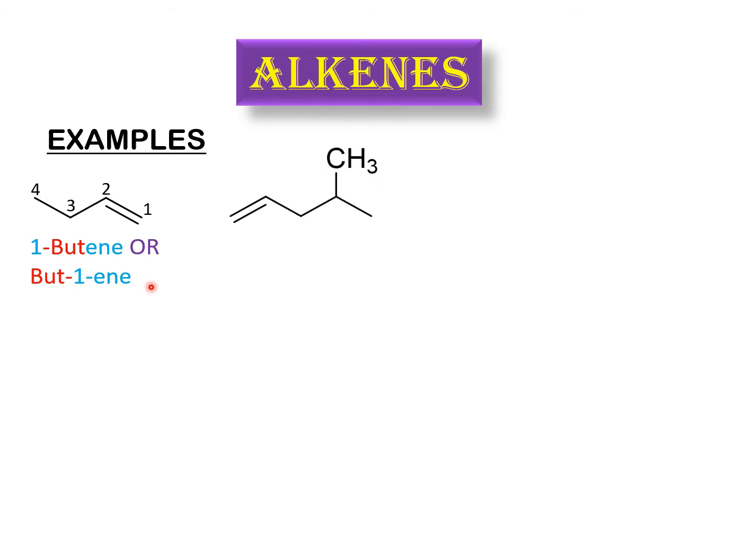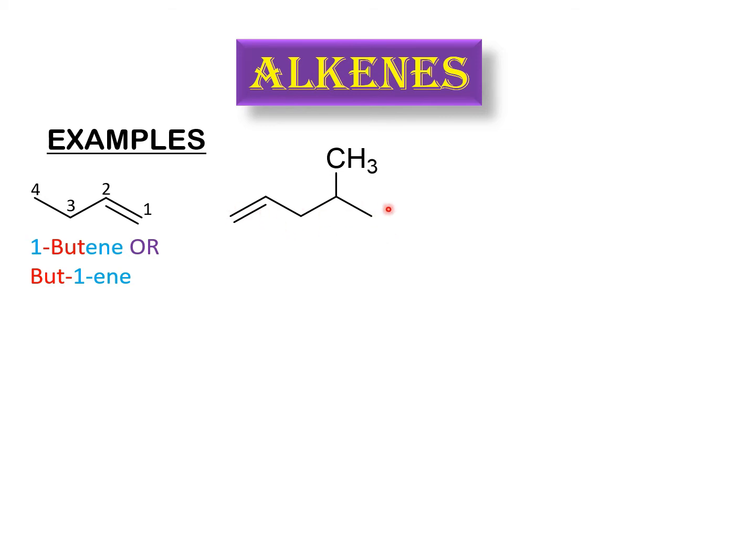Let's see another example. This is a branched molecule. We have two chains possible which have the carbon-carbon double bond, and you can count the number of carbon atoms: 1, 2, 3, 4, 5. So both the chains have 5 carbon atoms and 1 substituent. So it's up to you. You can select any of the two chains.